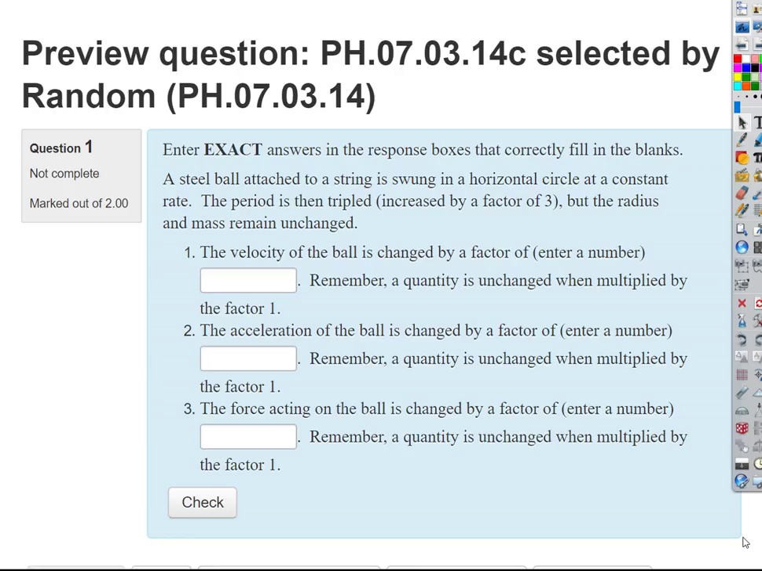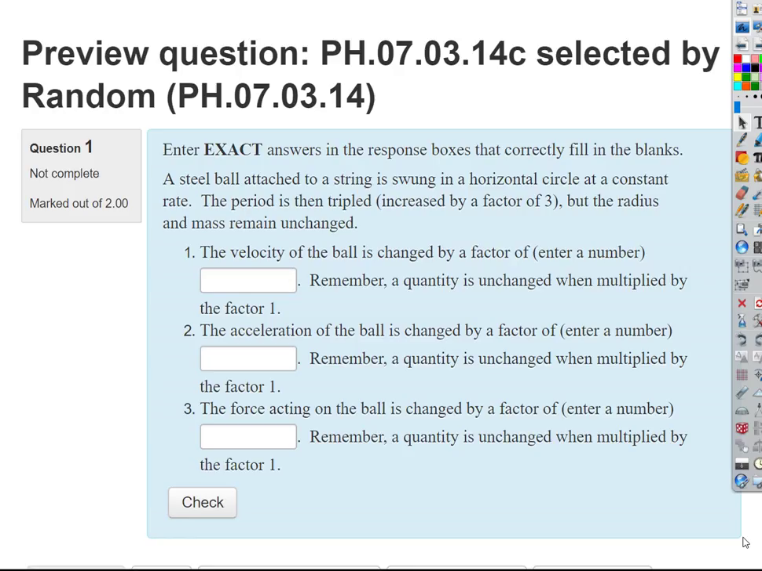So you have a steel ball attached to a string, swung in a horizontal circle at a constant rate. The period is then tripled, so it's increased by a factor of 3. But the radius and mass remain unchanged. They want to know, what's the effect on the velocity of the ball? It's going to be changed by a factor of what? The acceleration is going to be changed by a factor of what? And the force is going to be changed by a factor of what?